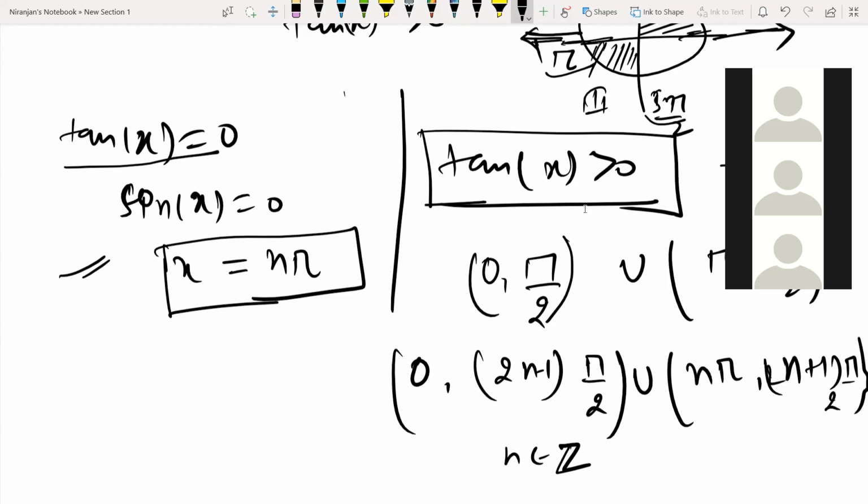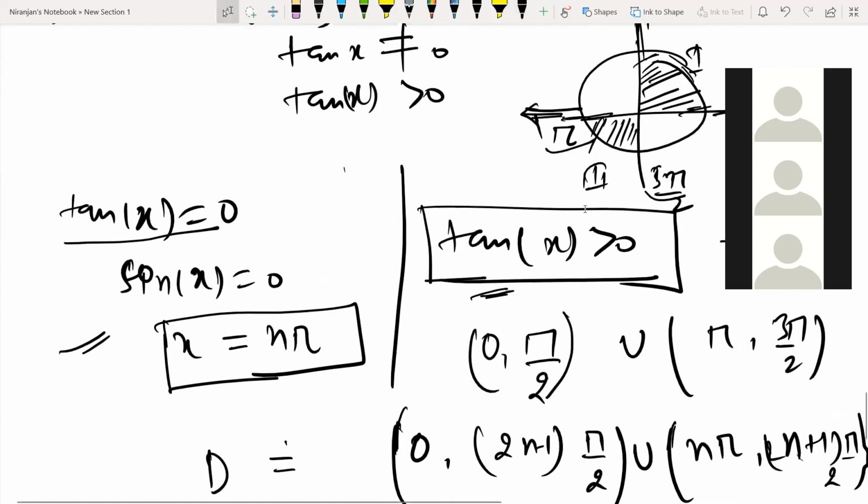Is this true or not for all n? Guys, this is the domain that you have got, right? So my n pi got excluded in this one when I write 0 and n pi with an open interval. So I don't have to care about that. I just have to care about the positivity part, where I'm saying that tan x is positive.